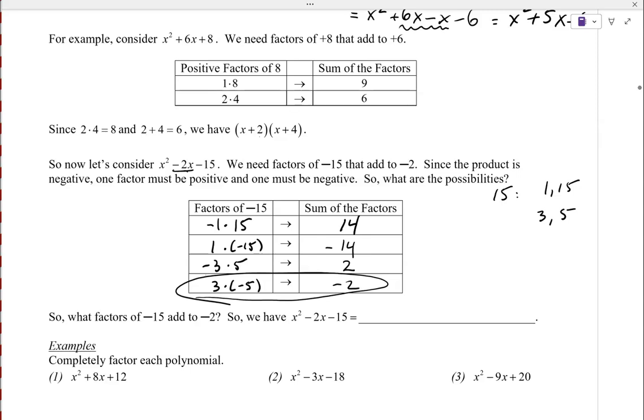Okay? Now let's look at what that means for our factors. Up here, we had +2. The factor was x plus 2. We had +4. The factor was x plus 4. So what do you think the 2 factors are going to be for this one? We've got +3, so the factor will be x plus 3. We've got -5, so the factor will be x minus 5. Good.